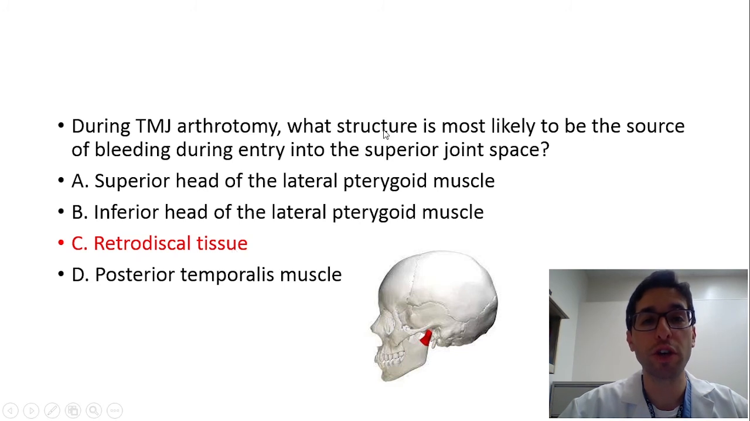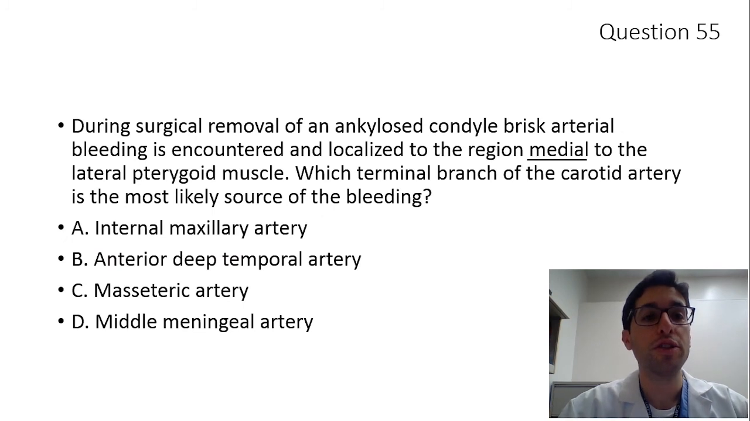So choice C. What structure causes bleeding when you enter into the superior joint space? The retrodiscal tissue. The lateral pterygoid is going to be on the other side. You haven't got there yet. Okay. During surgical removal, you get a brisk bleed. All right. So you get a bleed medial to the lateral pterygoid. Which branch of the carotid artery is the source of the bleeding?